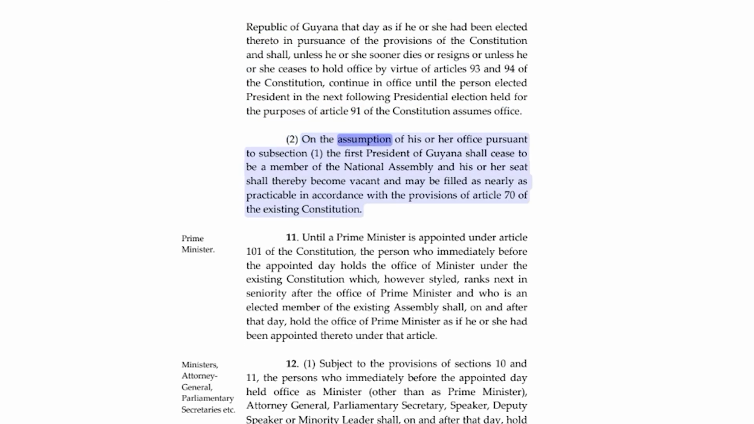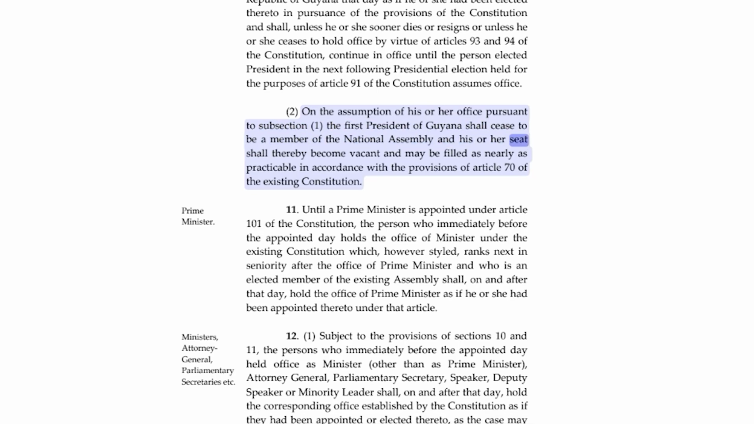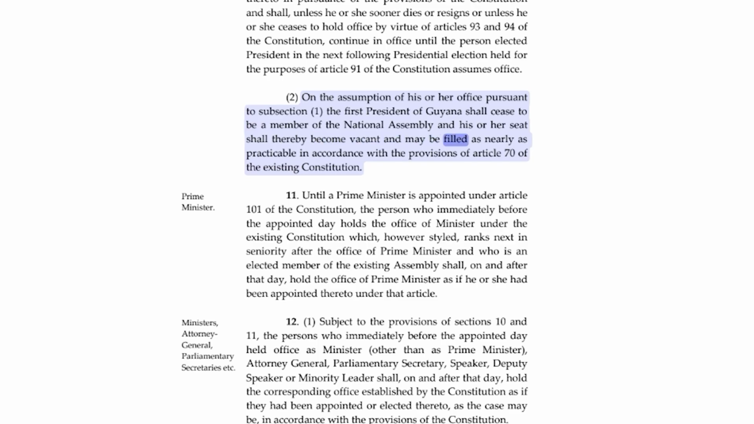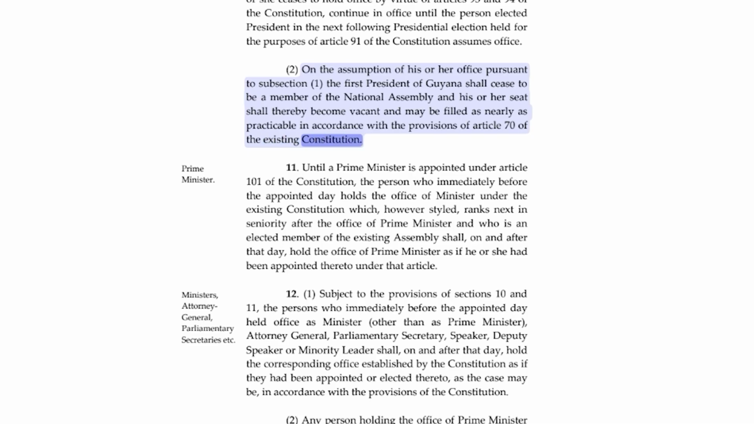2. On the assumption of his or her office pursuant to subsection 1, the first President of Guyana shall cease to be a member of the National Assembly, and his or her seat shall thereby become vacant, and may be filled as nearly as practicable in accordance with the provisions of Article 70 of the existing Constitution.